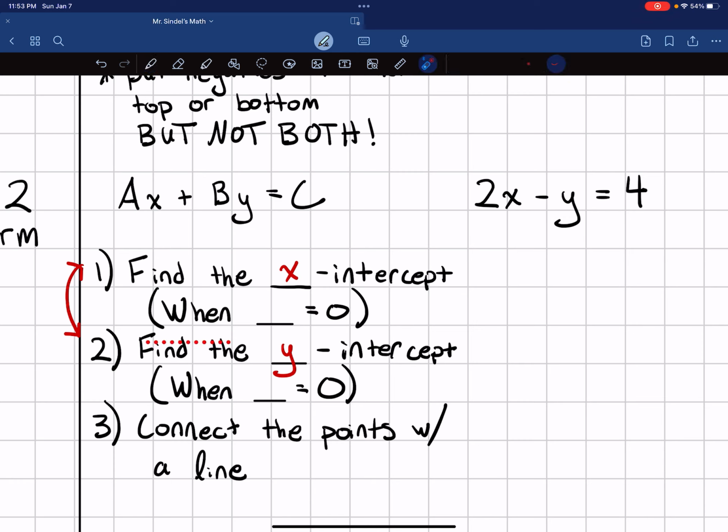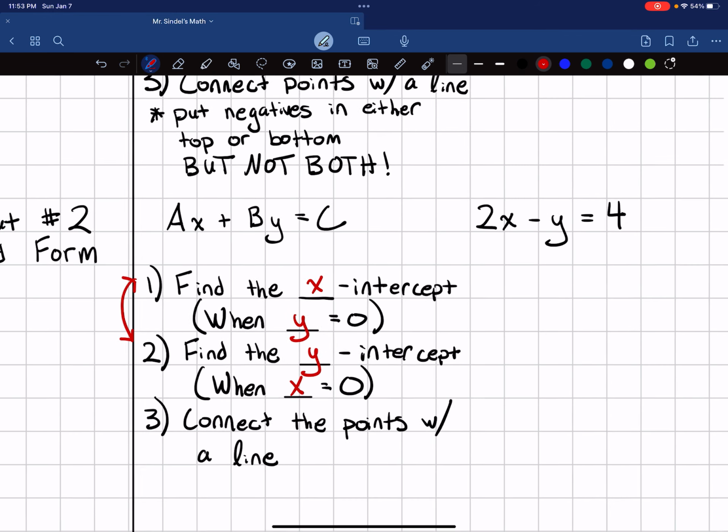So let's see if you guys remember. What's the definition of an x-intercept? It's where what is equal to 0. If you said y is equal to 0, congratulations, you're correct. You always flip-flop these. To find the x-intercept, set y equal to 0. To find the y-intercept, set x equal to 0.